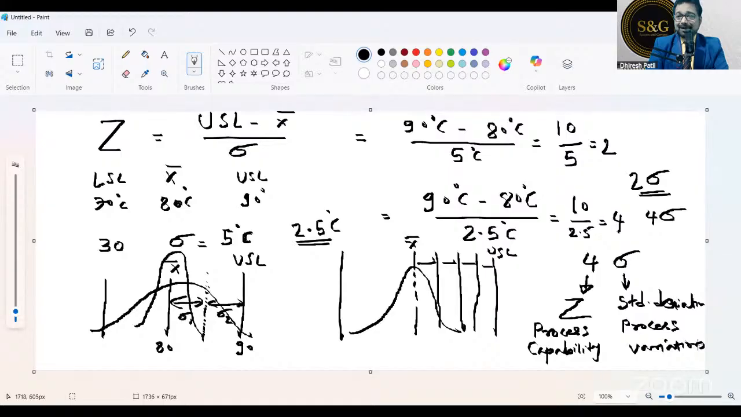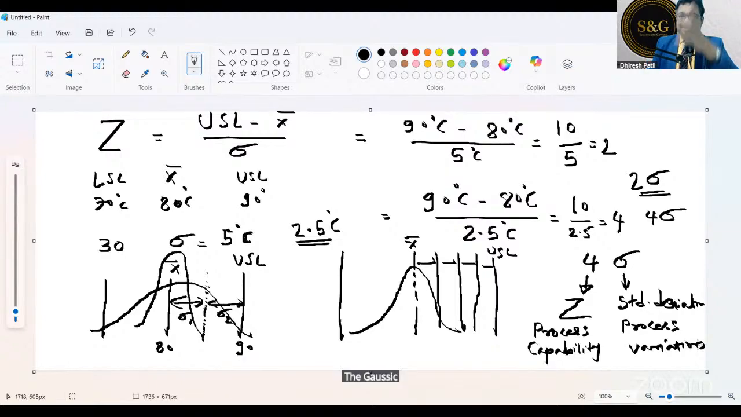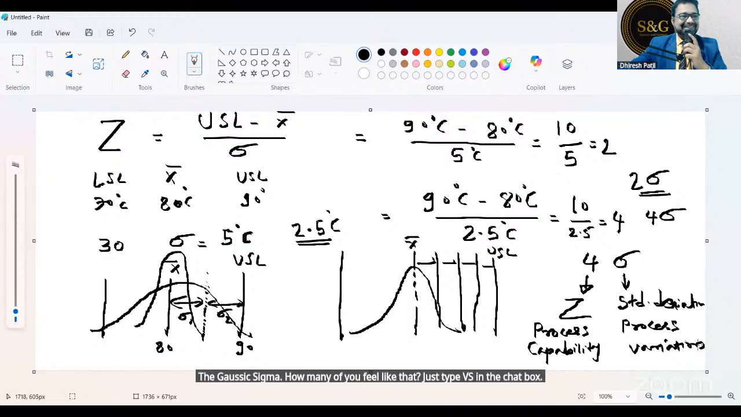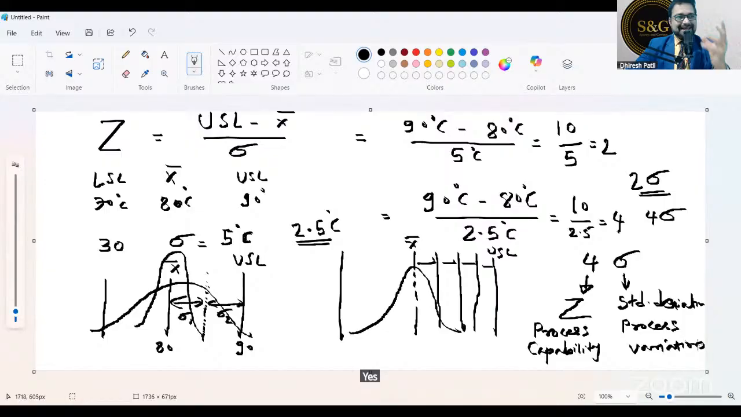How many of you got a bulb on moment today? Yes, got it now. Yes, I got it today. What Six Sigma was, I understood this. How many of you like that? Just type yes in the chat box. Bulb on. Yes, something interesting, something fundamental, cool, amazing, superb, fantabulous. Yes, any concept now which is not understood?